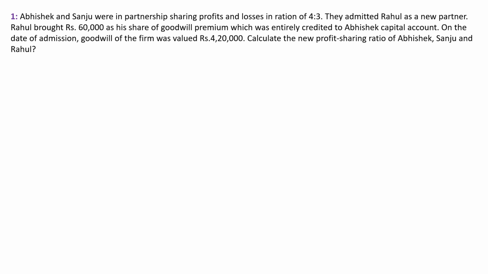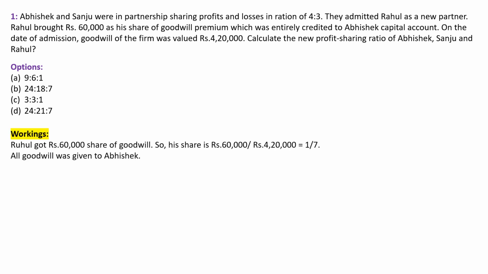So this is a very common question in relation to partnership accounting. Now, what are the options you have? Option A, 9 is to 6 is to 1. B, 24 is to 18 is to 7. C, 3 is to 3 is to 1. And D, 24 is to 21 is to 7. So let's do a quick working around this.